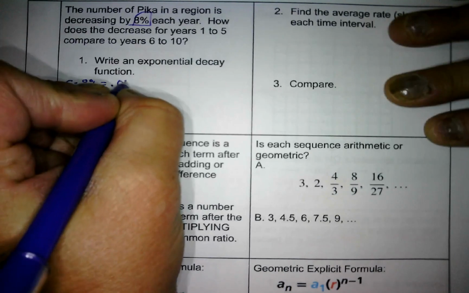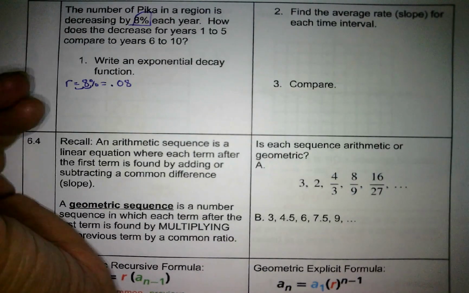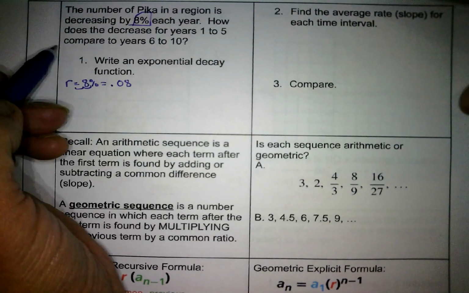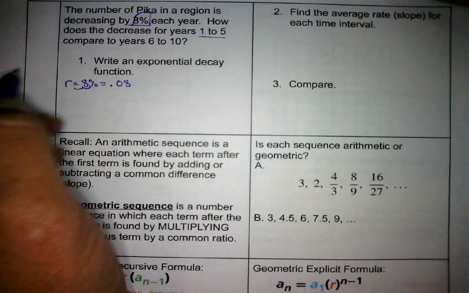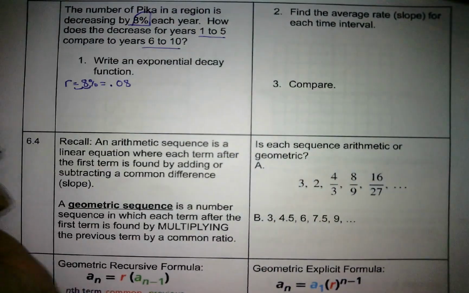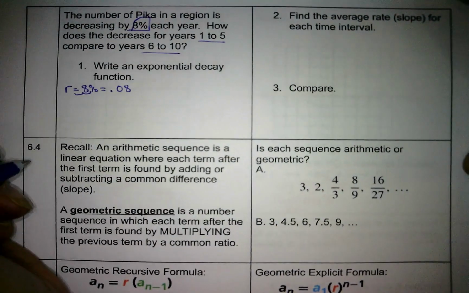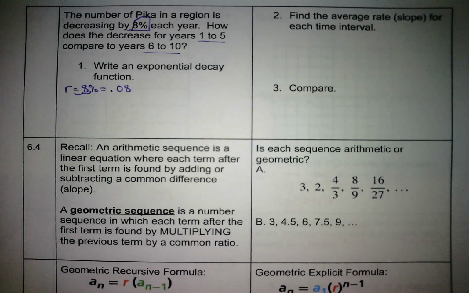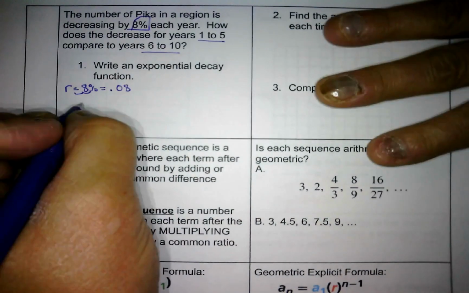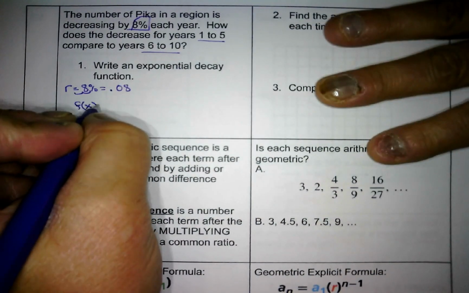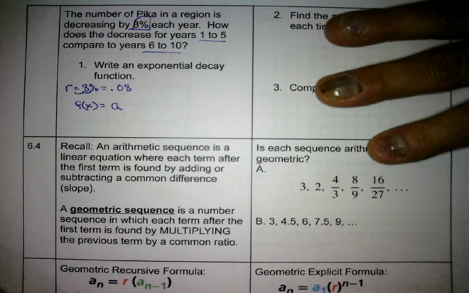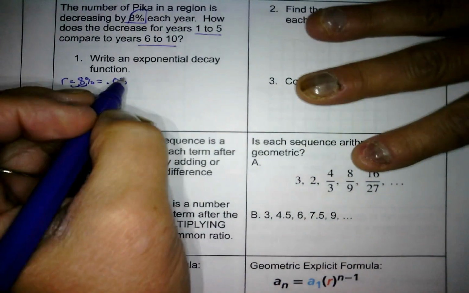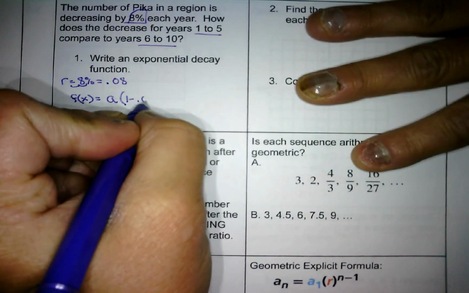How does the decrease for years 1 to 5 compare to the years 6 to 10? So we need to go ahead and write an exponential decay function for each of these. So I know that my f of x equals whatever my a value is, I don't know what that is, a times 1 minus 0.08 to the x power.